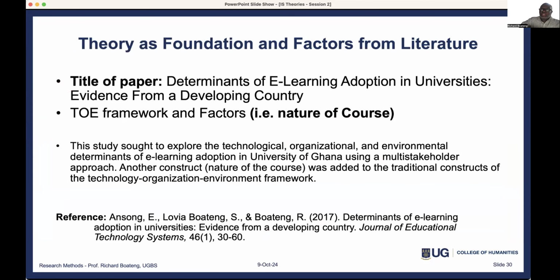So in a study that was done by Anson et al., one thing that you realize is that they looked at determinants of e-learning adoption in universities using the TOE framework again and then other factors, because TOE couldn't capture the factor like the nature of the course, which has to do with the individual. So what happened is that TOE was picked up and then a last one was added called the nature of the course, in which they ask questions based on each of them.